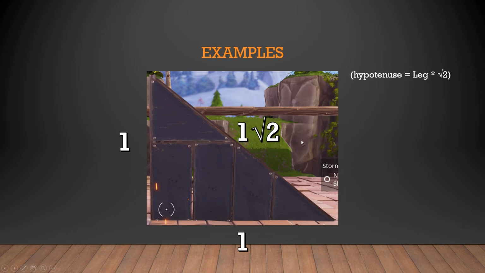So an example would be if both legs were 1, then the hypotenuse would be 1 times the square root of 2. Very simple. Another example would be if both legs are 3, since they cannot be different, so the hypotenuse would be 3 multiplied by the square root of 2.